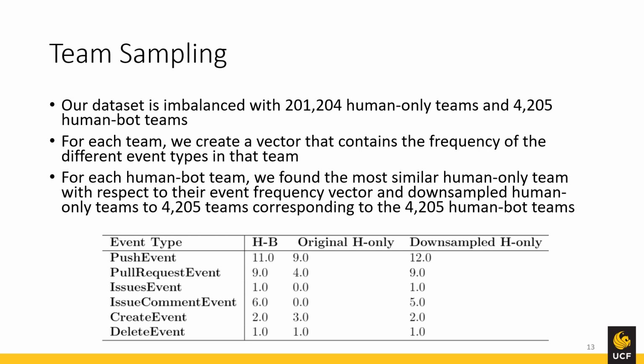This table shows the median of event frequencies. The first column is related to human bot teams, the second column is related to original human-only teams, and the last column is related to downsampled human-only teams. And you see that after the downsampling, the medians of human-only teams are more similar to human bot teams.